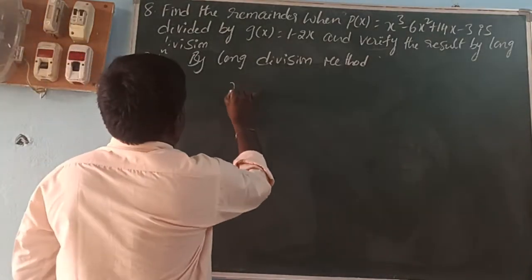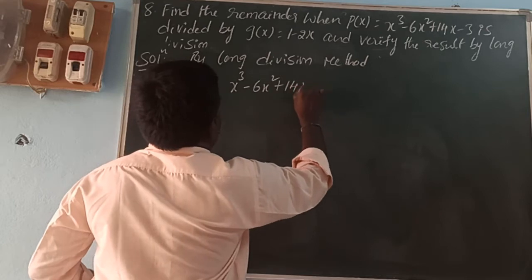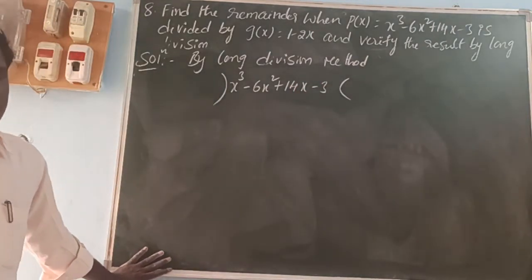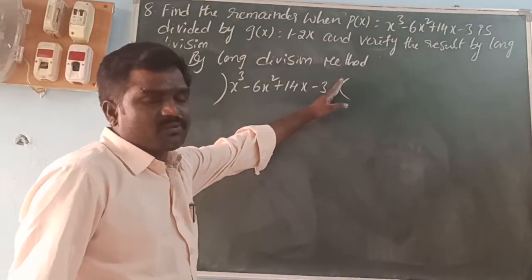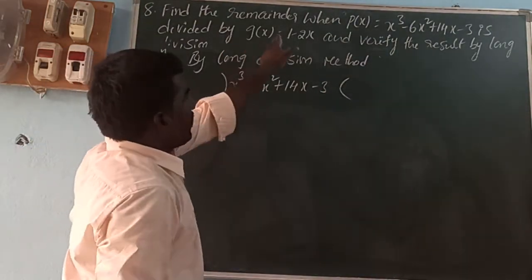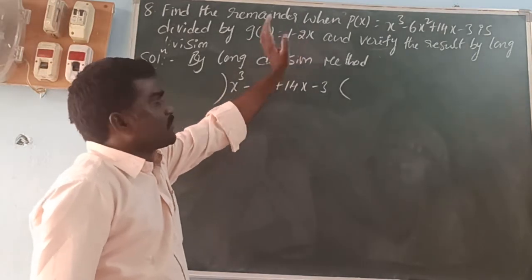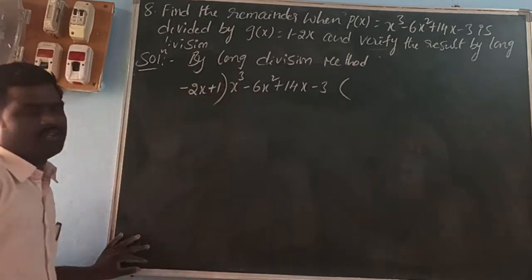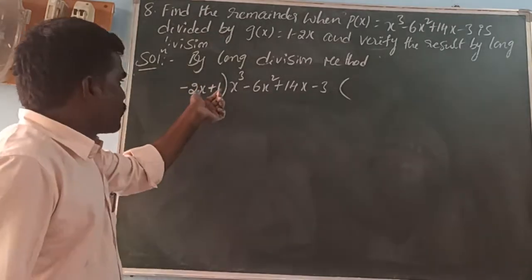Okay, here that is x cube minus 6x square plus 14x minus 3. In this polynomial, the degree of the terms are all in order: 3, 2, 1, 0. There is no variable in the last term, so the degree is 0. Okay, so it is divided by g of x. So here what is g of x? 1 minus 2x. This 1 minus 2x we can write in order form, that is minus 2x plus 1.